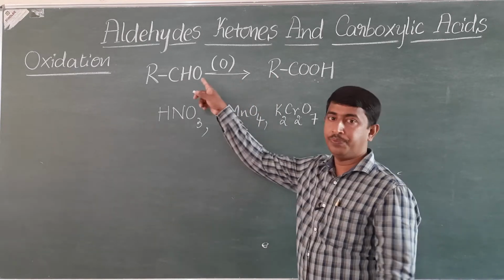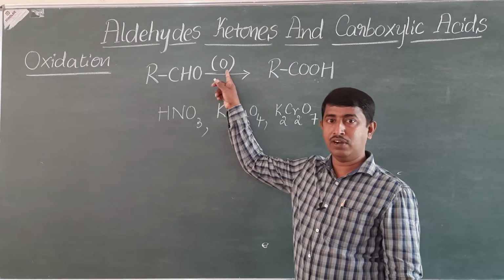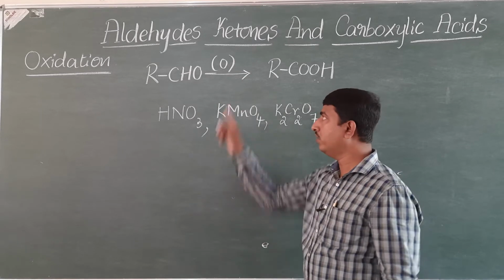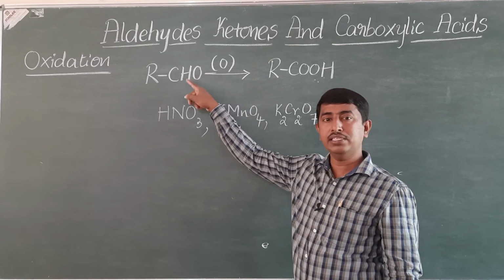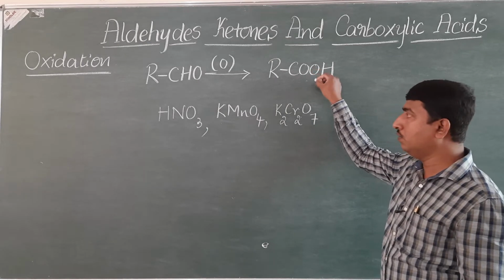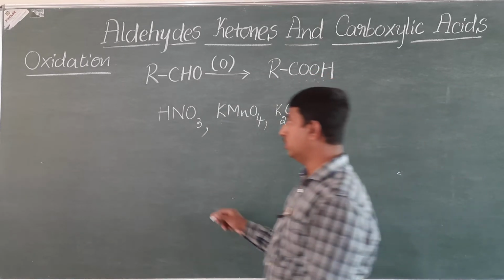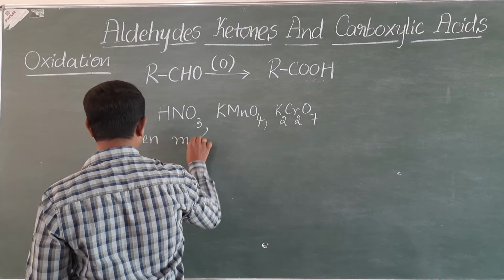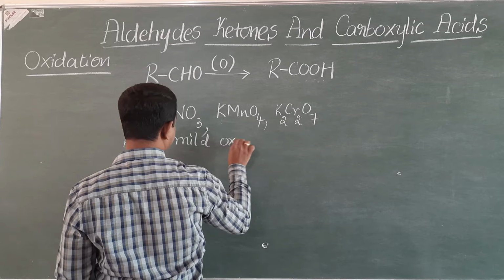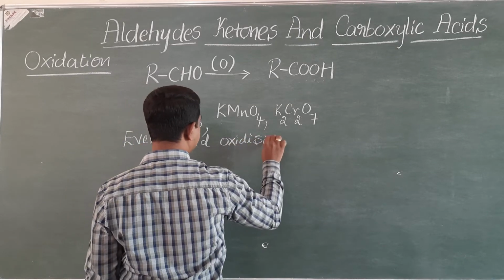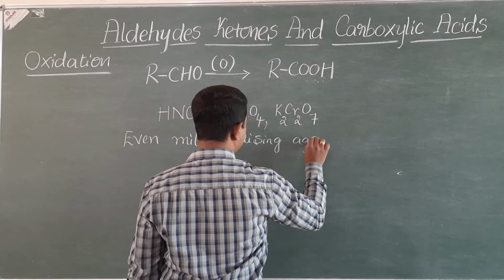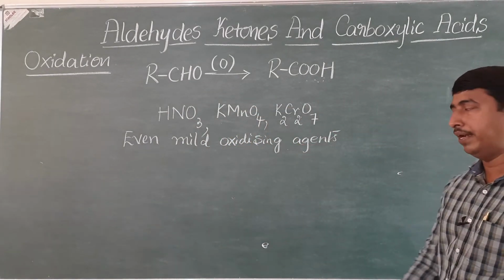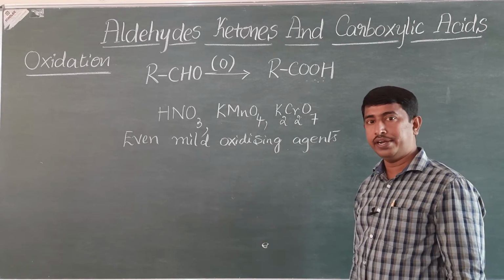So we can see here oxidation of aldehyde just involves addition of oxygen. One extra oxygen is added, thereby CHO is converted to COOH. See, even mild oxidizing agents. Mild means neither strong nor weak.